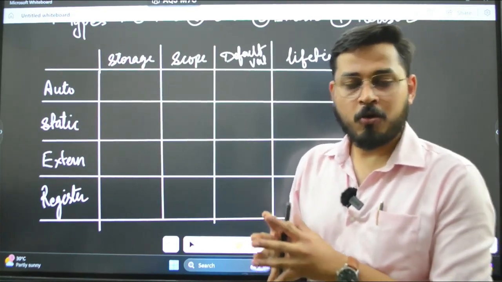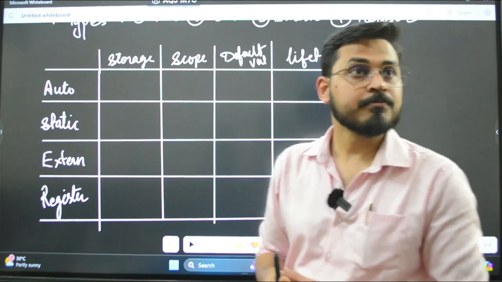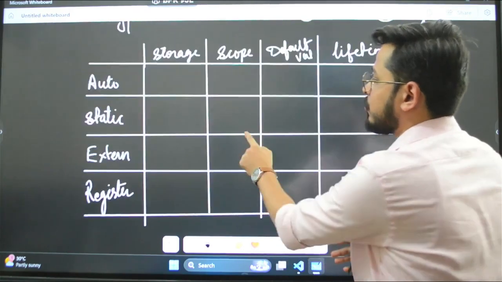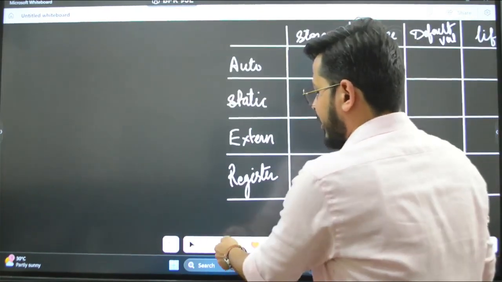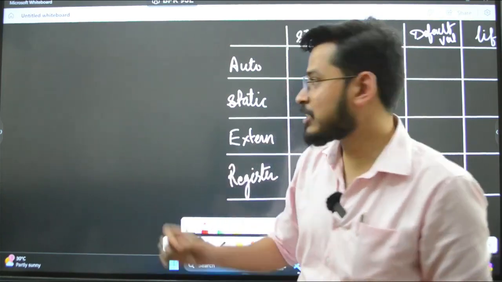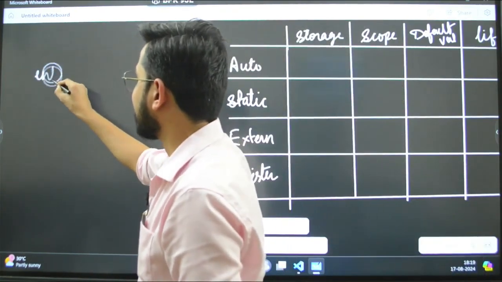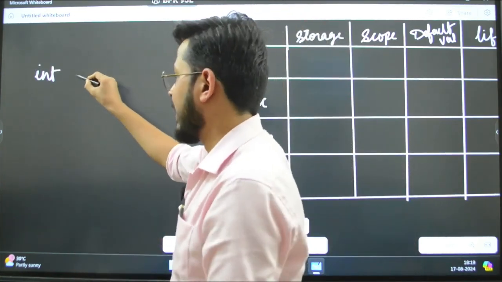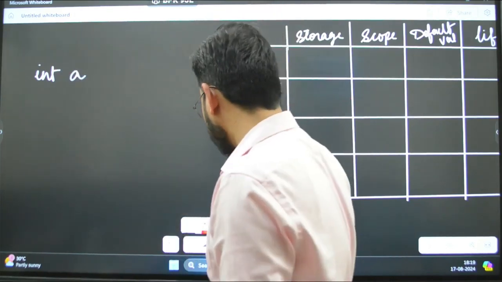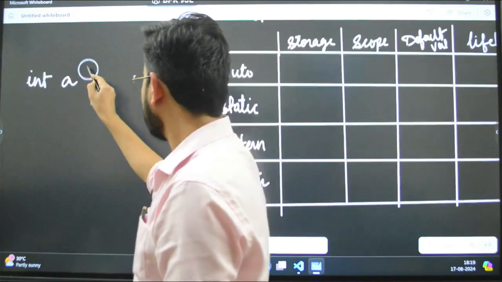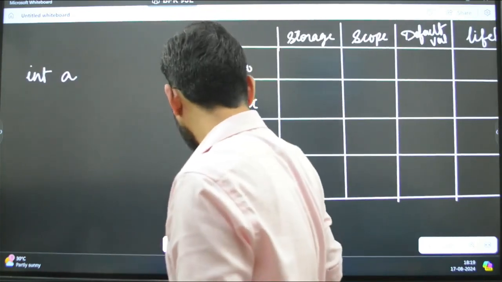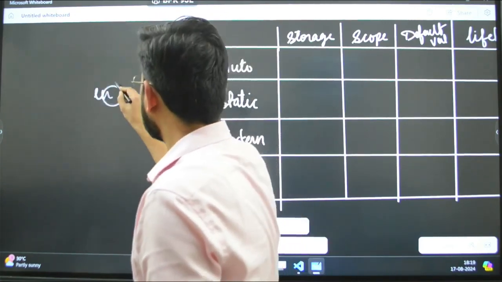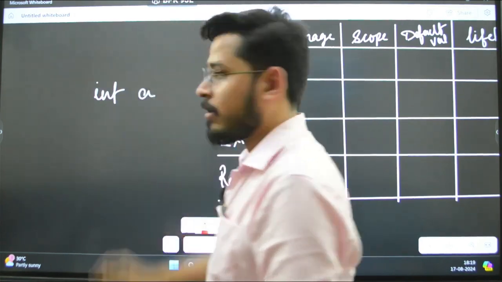Starting with the very first one, auto. Let us talk about auto. Before I go ahead with that, I would like to first tell you how this looks. How do you create a variable, guys? Can you tell me how we create a variable? First we write the data type, I said int, and then a. Let me write it clearly here: int a, this is the variable.